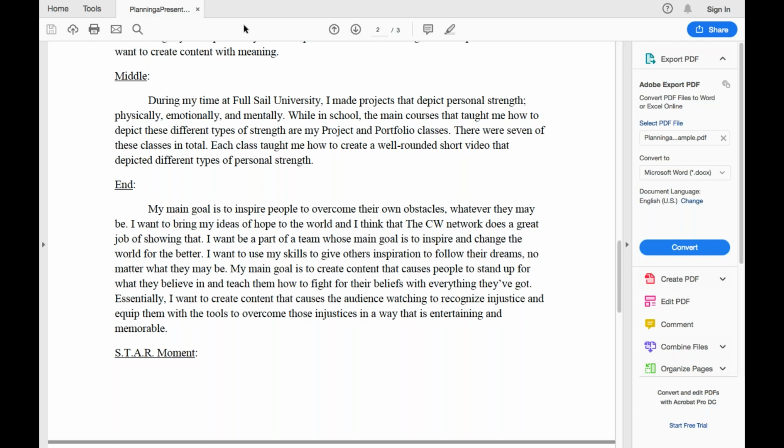And the end is their main goal, their big idea. I mean, not their big idea, but their main goal is to inspire people to overcome their own obstacles, whatever they may be. I want to bring my ideas of hope to the world, and I think the CW Network does a great job of showing that. All right. This is pretty much how you want to end it. My main goal is to create content that causes people to stand up for what they believe in and teaches them how to fight for their beliefs with everything they've got. This is how they're going to remember them. That's the main goal, what they want to get out of the target audience. This is what they want to make them feel.